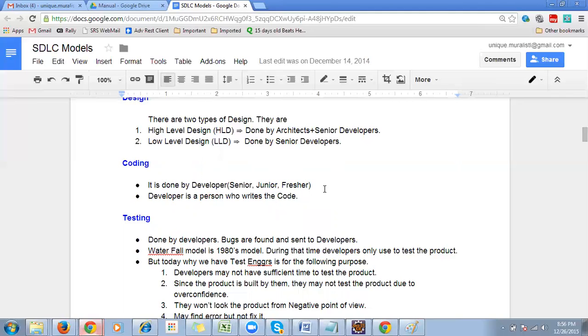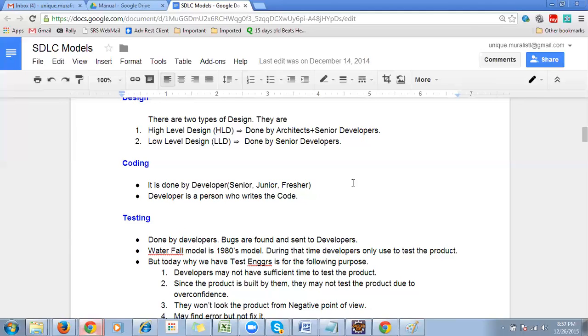Next is LLD, low level design, which is done by the senior developers. The senior developers will give clear information: the implementation details will be given by these guys. The senior developer is the one who gives the information on how it needs to be developed. That's why it's detailed requirement information on how it is to be implemented in the application. That's what LLD is.